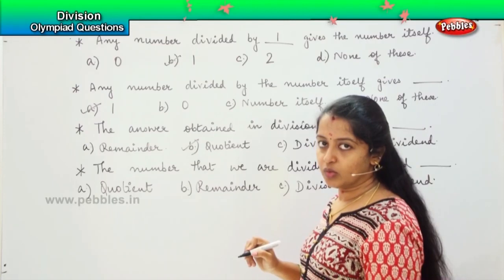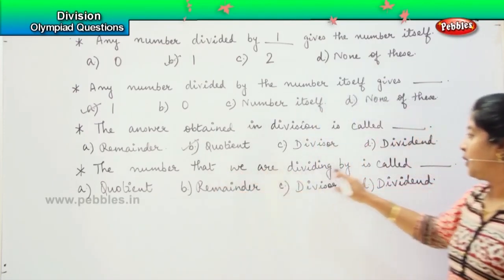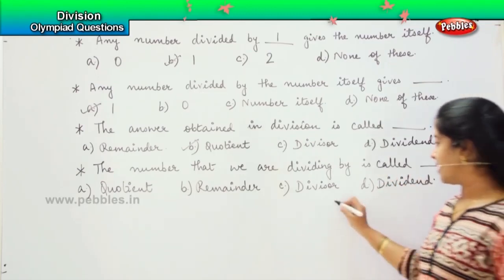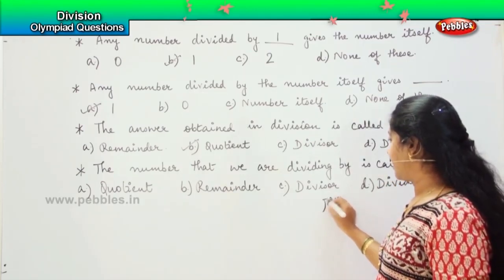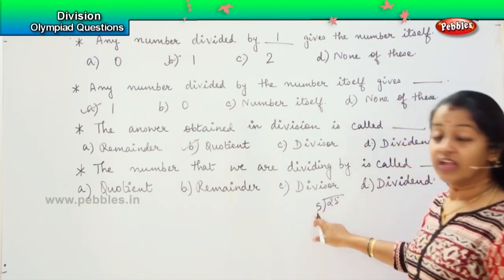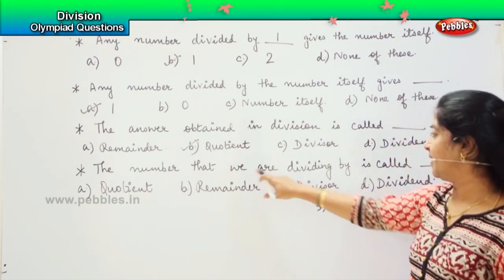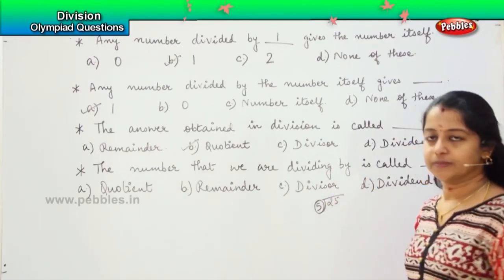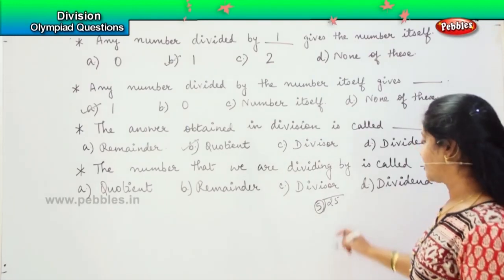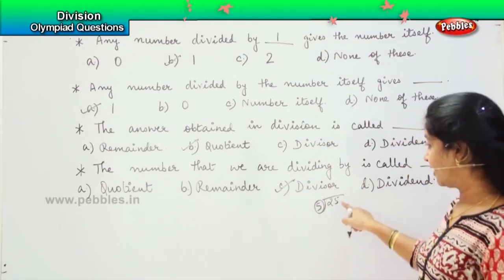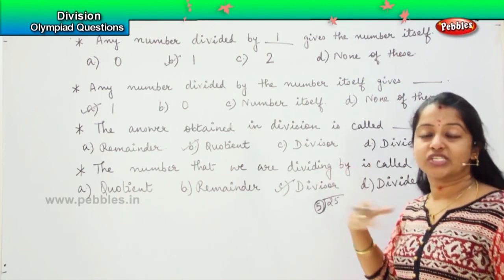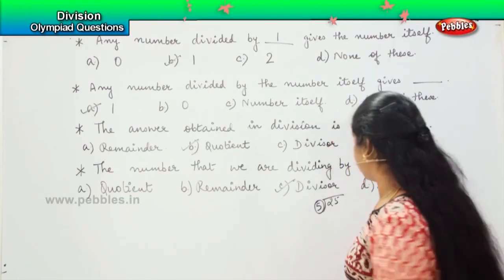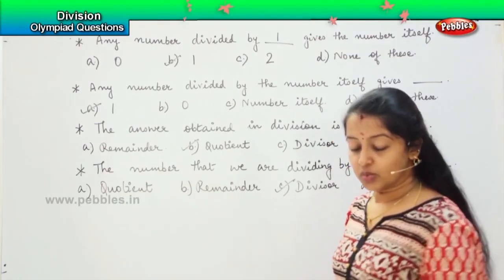So understand the question. What are they trying to ask here? The number that we are dividing by is called dash. For example, if I am dividing 25 by 5, what is this 5 called? The number that we are dividing by, that is this one. What is this number called? Very good, it is called my divisor. And the number which I am going to divide is called my dividend. Clear? Yes? So, what is the next question here?